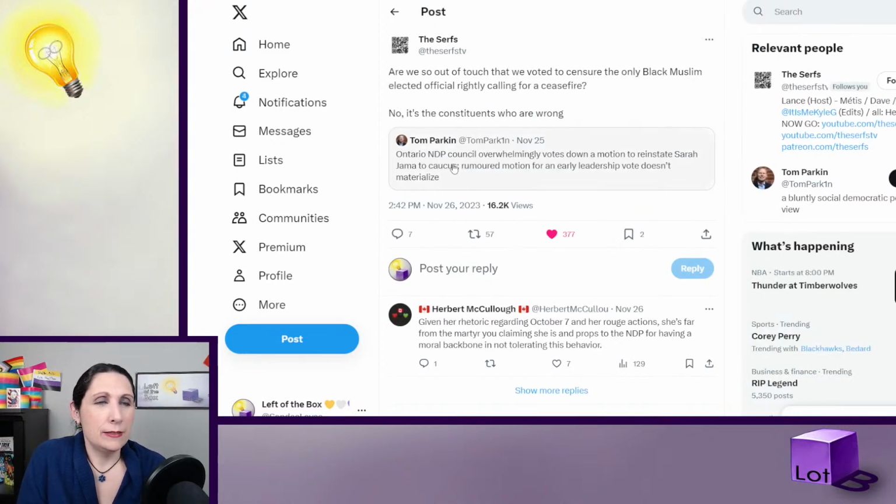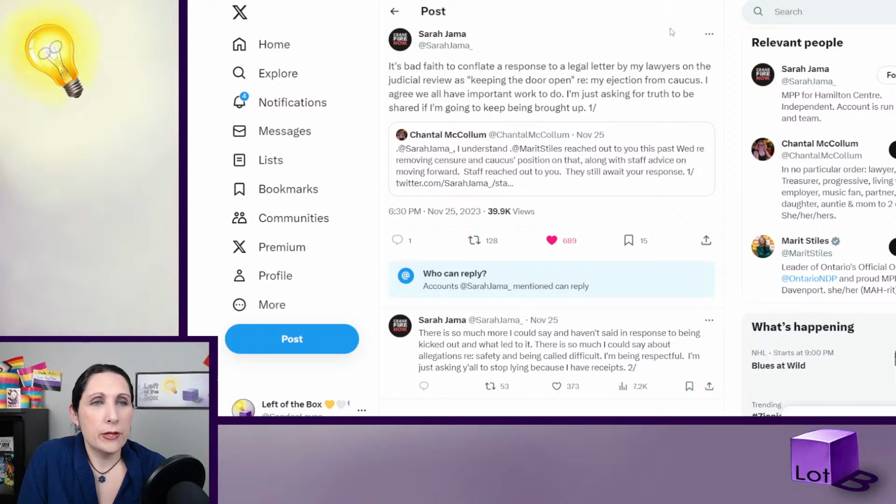So, from Tom Parkin: Ontario NDP Council overwhelmingly votes down motion to reinstate Sarah Jama to caucus. Rumored motion for an early leadership vote doesn't materialize. And the Serve says, are we so out of touch that we vote to censure the only Black Muslim elected official rightly calling for a ceasefire? No, it's the constituents who are wrong. Well, there's been a lot of people kind of saying stuff.